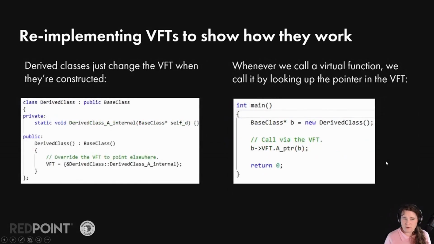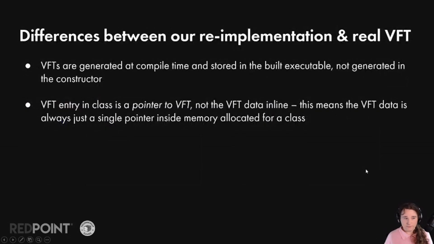Then when derived classes get constructed, they just change what the function pointer points to. They also initialize the virtual function table, but we set it to a different address. And then when we use the code, we get the virtual function table, ask for the pointer that holds the address of A, and call the function using that pointer. So the code on the right is now looking up the virtual function table in the actual instance that we're pointing to, and calling the correct function that way.